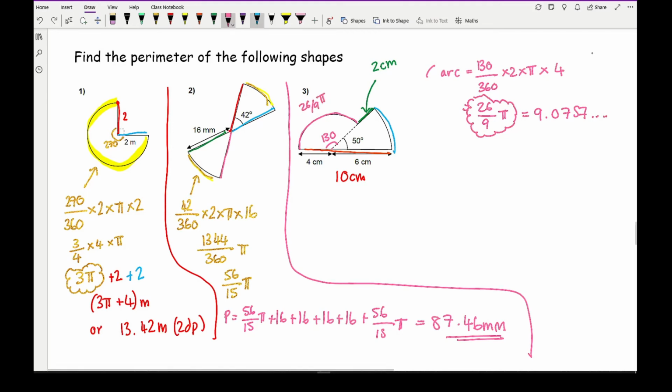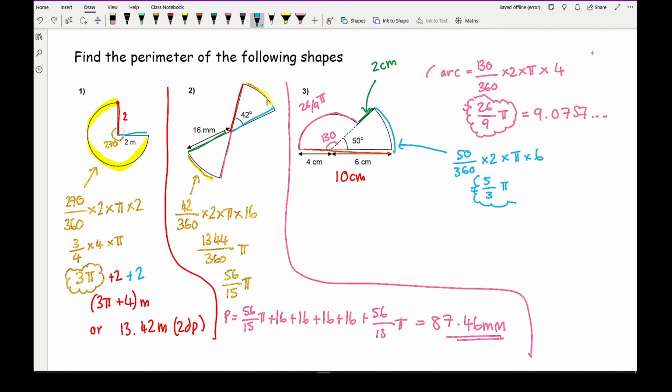So the next thing I've then got to work out is the blue arc. So I just draw an arrow from that. So that's got 50 divided by 360 multiplied by 2 times pi. Now the radius of that arc is 6. So if I type that all into my calculator, 50 over 360 times 2 times pi times 6, it gives me an answer of 5 over 3 pi.